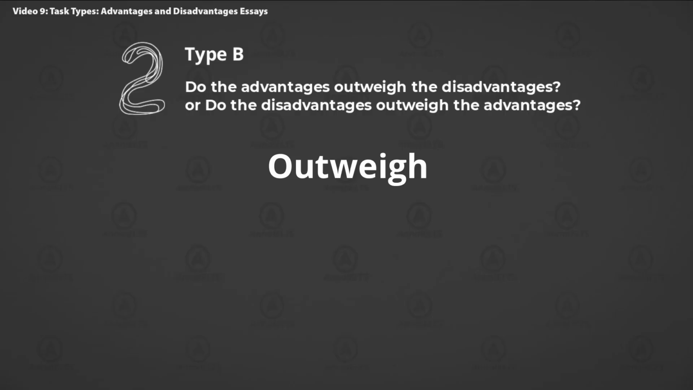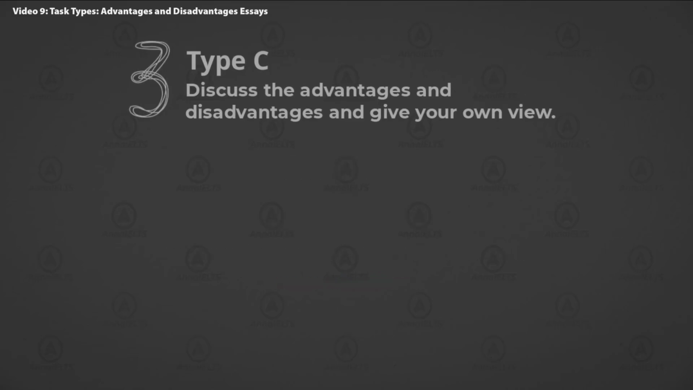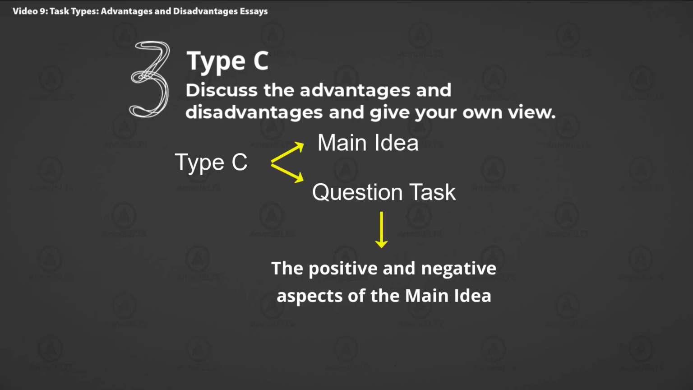So, to answer outweigh questions, convince the reader whether the positive or negative aspects of the main idea are more significant. The third category of these questions will give you one main idea, and you have to talk about the positive and negative aspects of that main idea. Also, you have to clearly state your opinion. This means although you have to talk about the positive and negative aspects of that main idea, you have to take a side and state your own opinion.